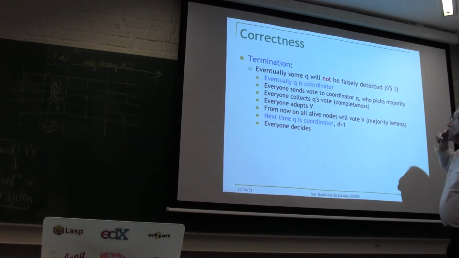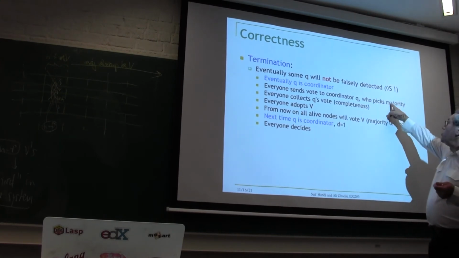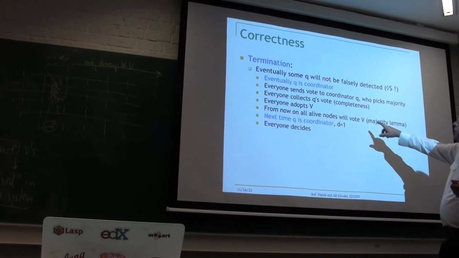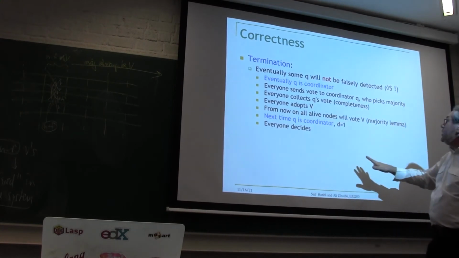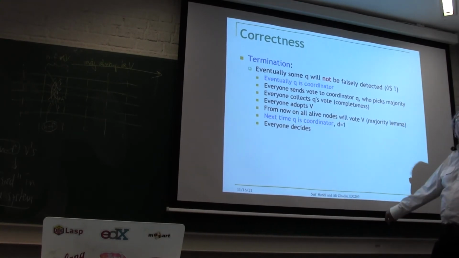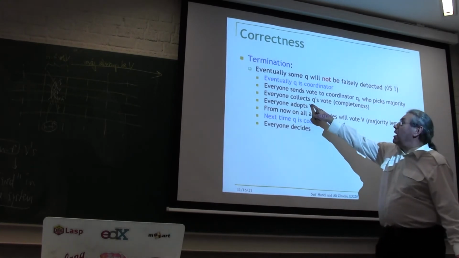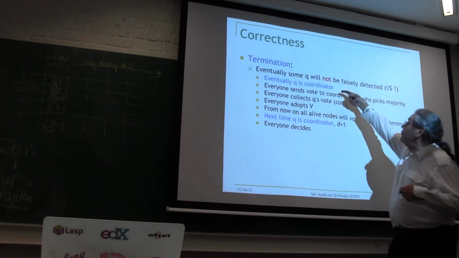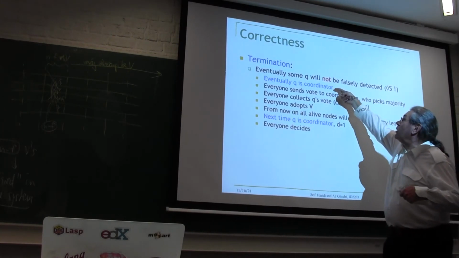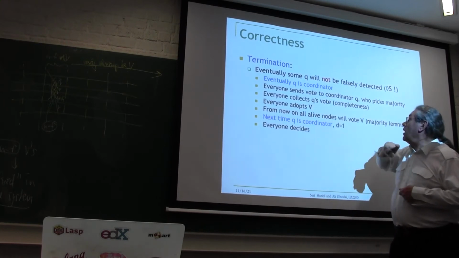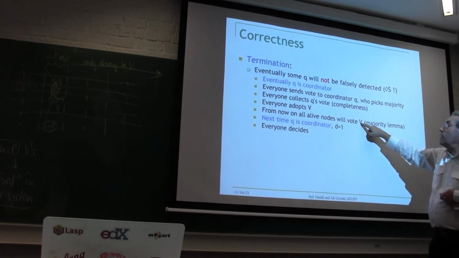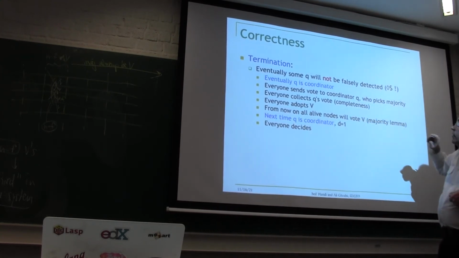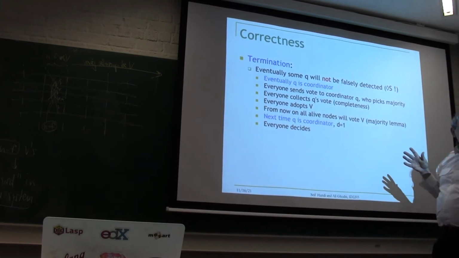Okay? So everybody sees the coordinator and does not think the coordinator crashes. And the coordinator picks the majority. Everyone collects, and the coordinator Q sends it to everybody, and everybody receives it because the coordinator is correct, and everybody now adopts V. So at the first time you hit this special guy, everyone will adopt V. From now on, all alive nodes will vote V. And the majority lemma holds, but we're still running. We're still not done yet.